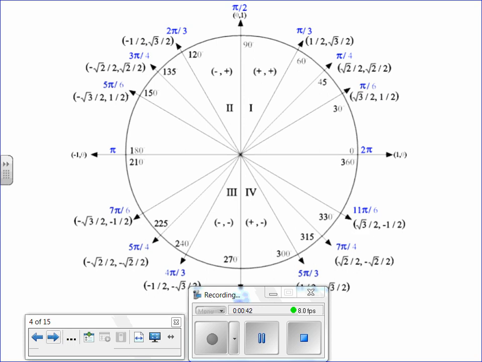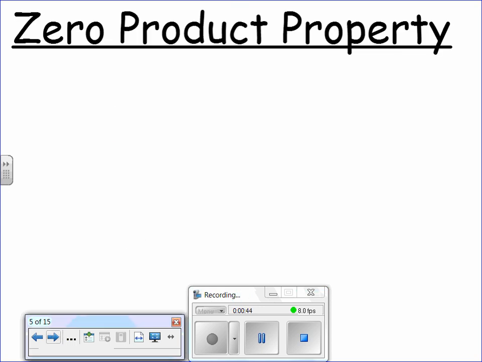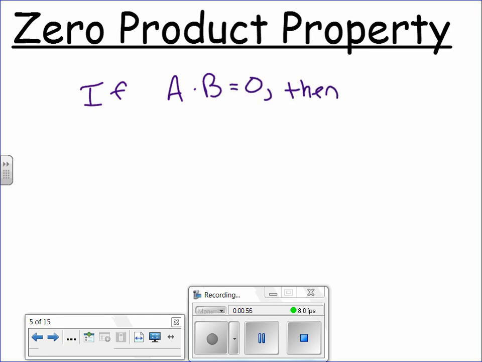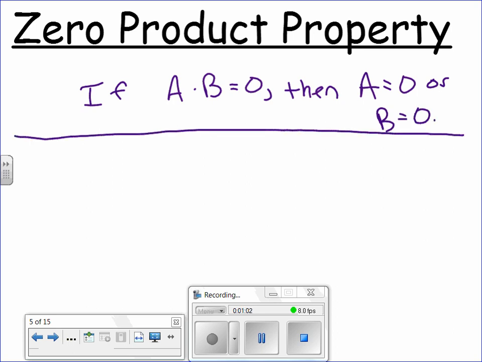So there's your unit circle. Hopefully you found it. Let's talk about the zero product property, because we have utilized it before this year, and we're going to utilize it again today. So the zero product property states if A times B equals 0, then either A equals 0 or B equals 0. Make sense? You've heard of that before, yes?